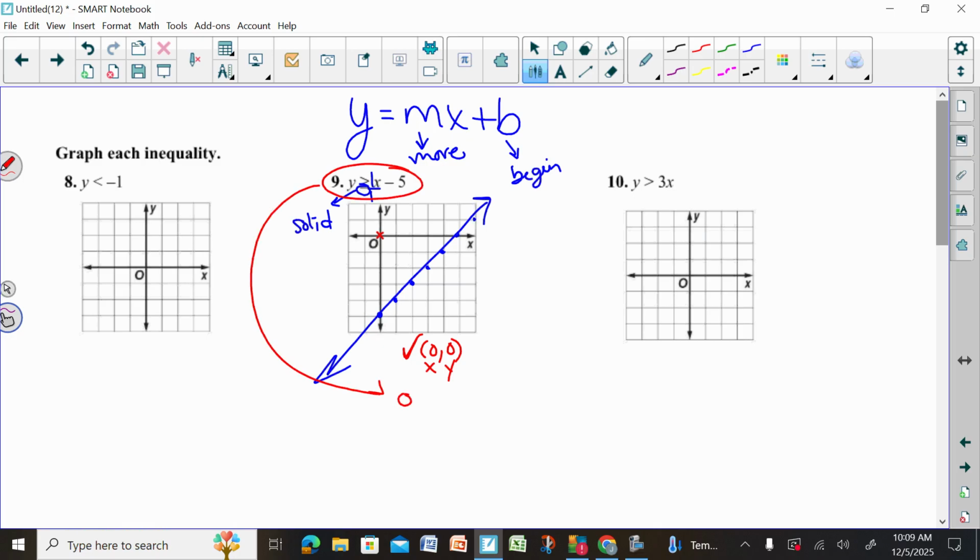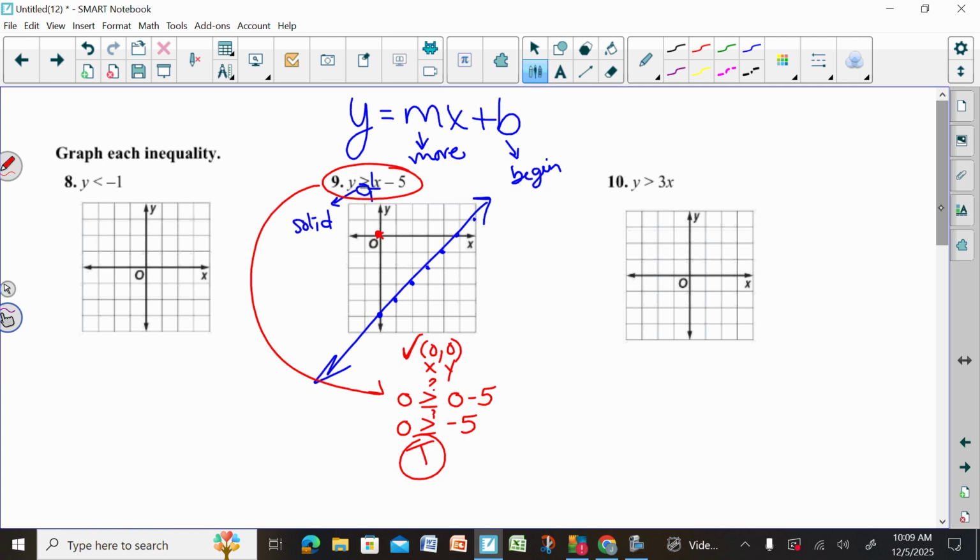So the y value is 0, and we're questioning: is 0 greater than or equal to 0 minus 5? Or if I clean that up, is 0 greater than or equal to negative 5? And the answer is yes, that's true. So if that's true, that means this is a solution.